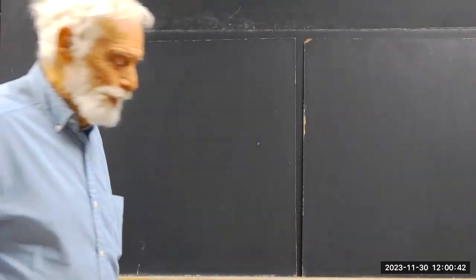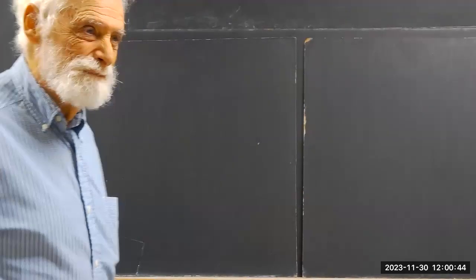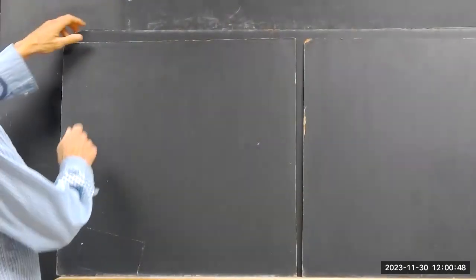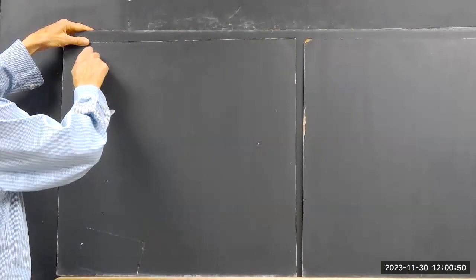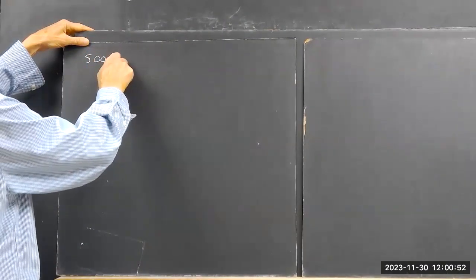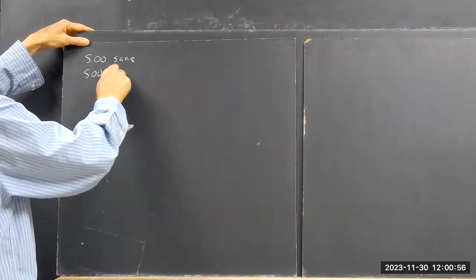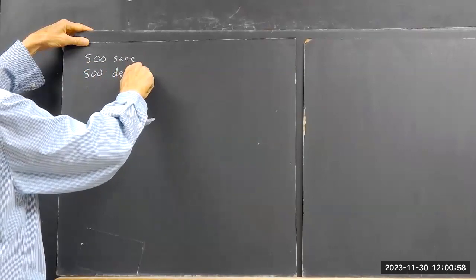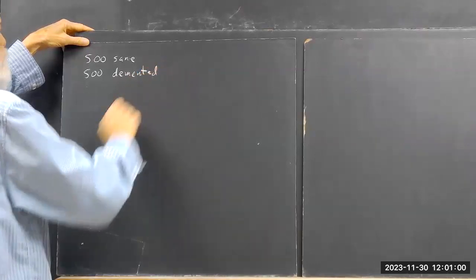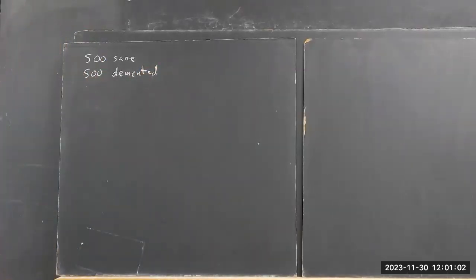Okay. So let's just say that among this population, we have 500 people who are sane and 500 people who are demented.